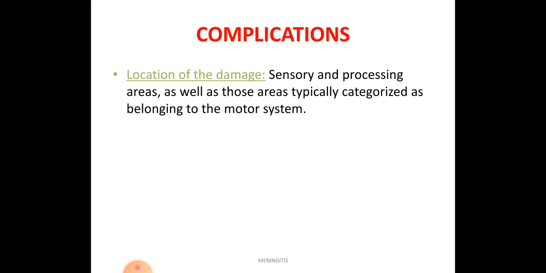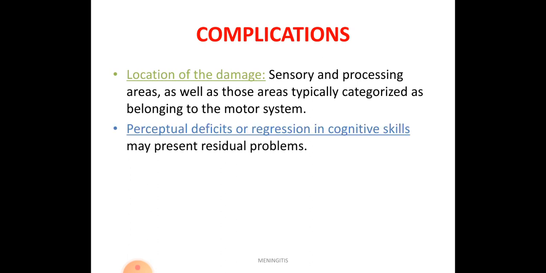Now, location of damage. Here the sensory and processing areas of the brain, as well as those areas typically characterized as belonging to the motor system, are affected, or we can say these are the site of lesion. Now, in a few patients there will be residual problems of perceptual deficit and regression, which means deterioration in cognitive skill. Whatever the skill was before meningitis, it may regress after this meningitis. So it is nothing but regression in cognitive skills.